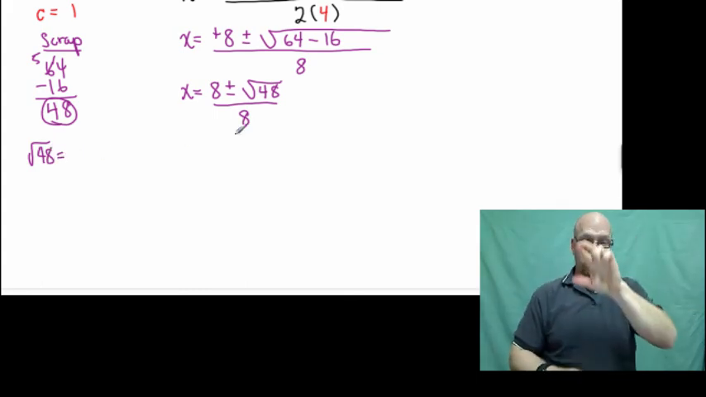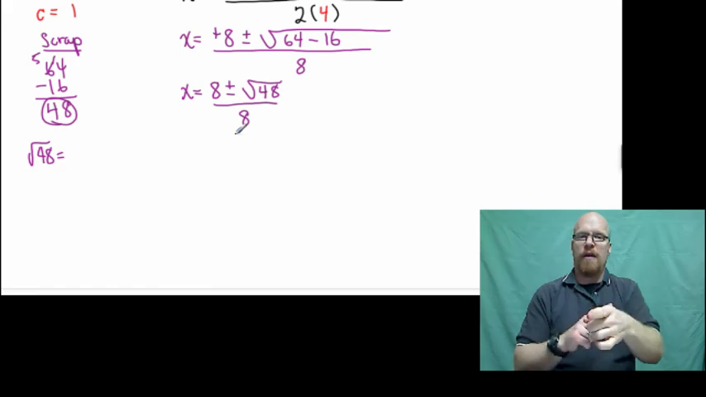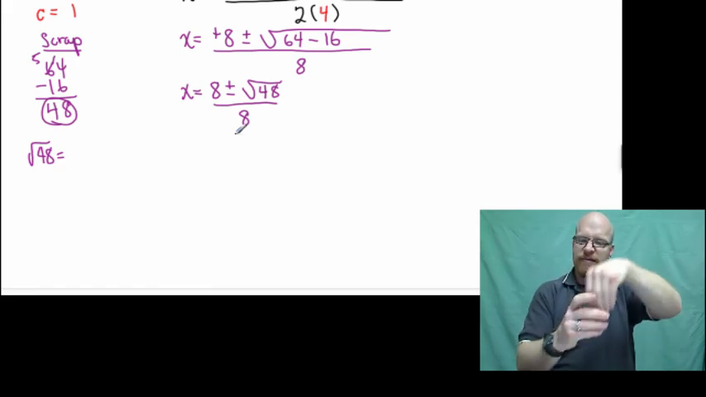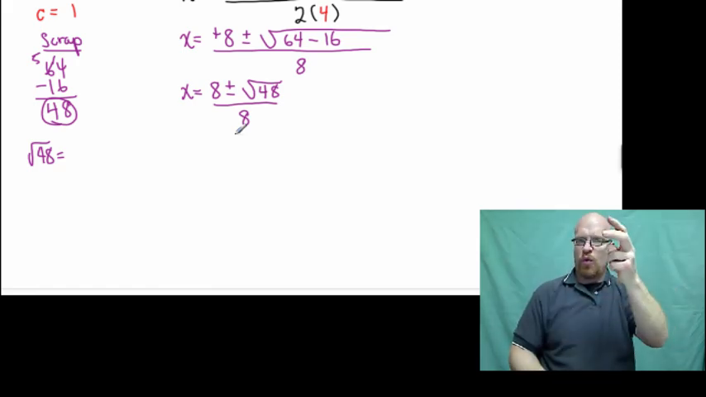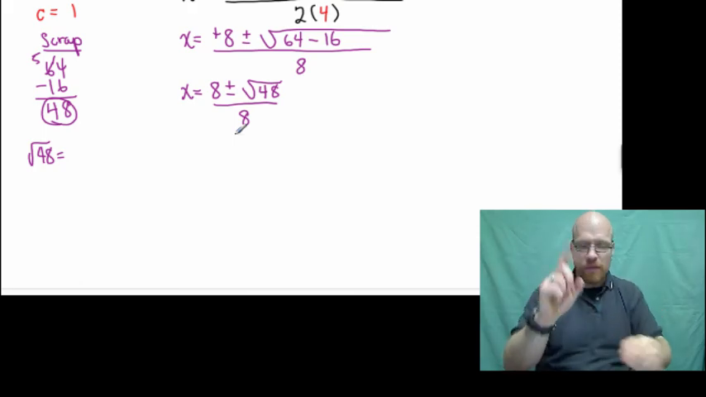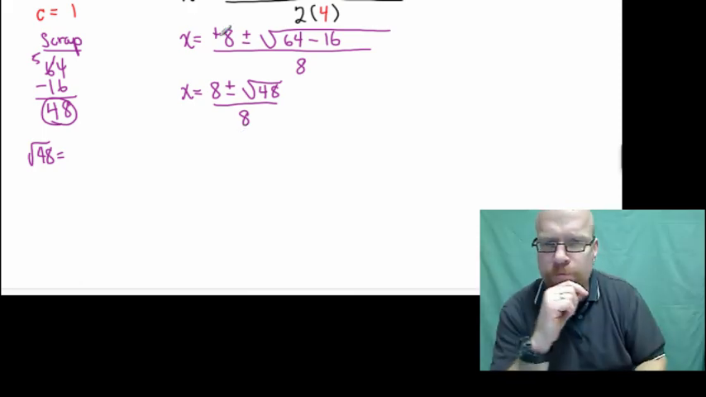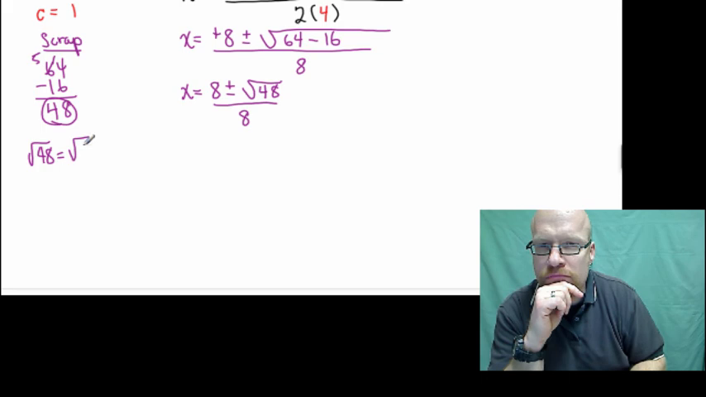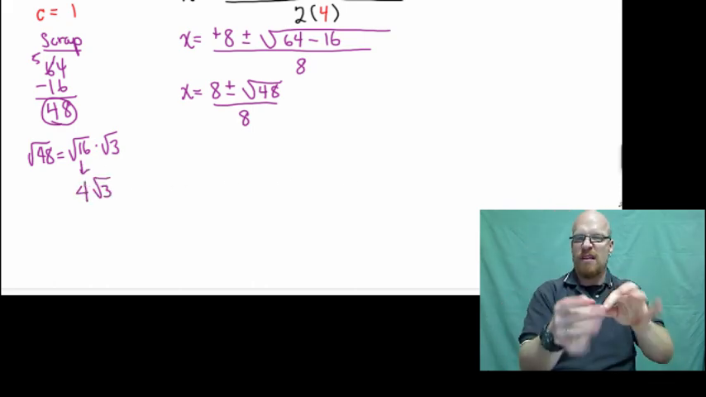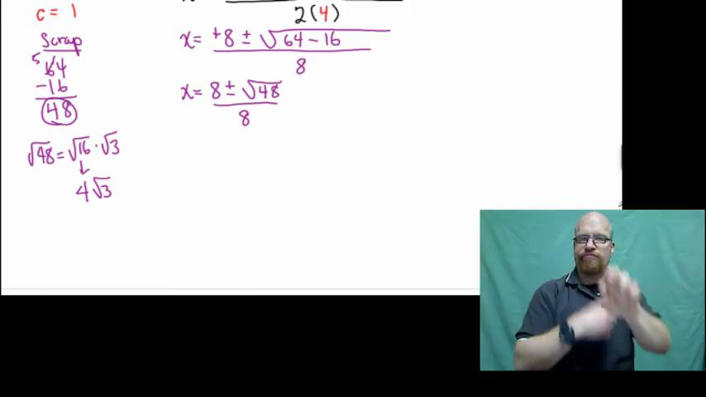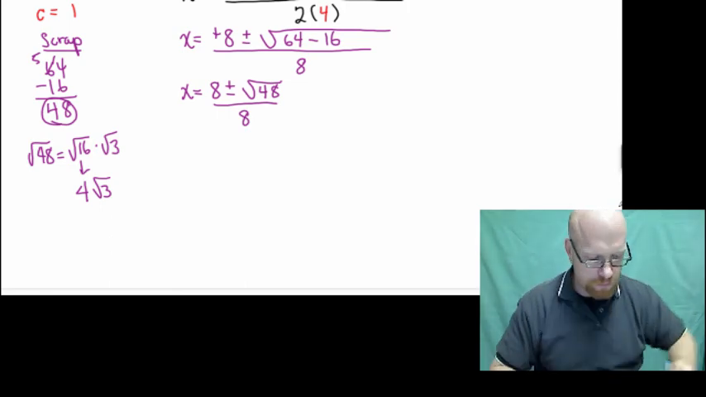Now, the square root of 48 can be simplified. Don't leave it as it is. There is another perfect square within the square root. I think 16 is within 48. Okay, so this is simplified. Now we will put it into our problem where it belongs.